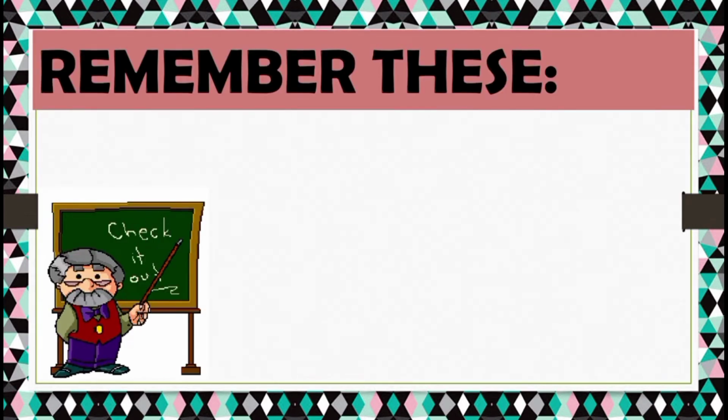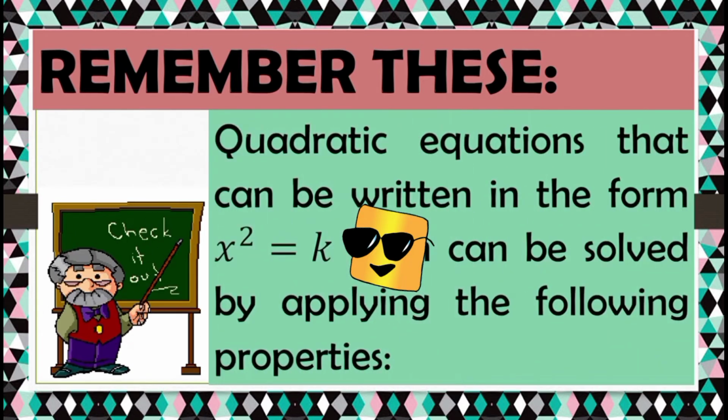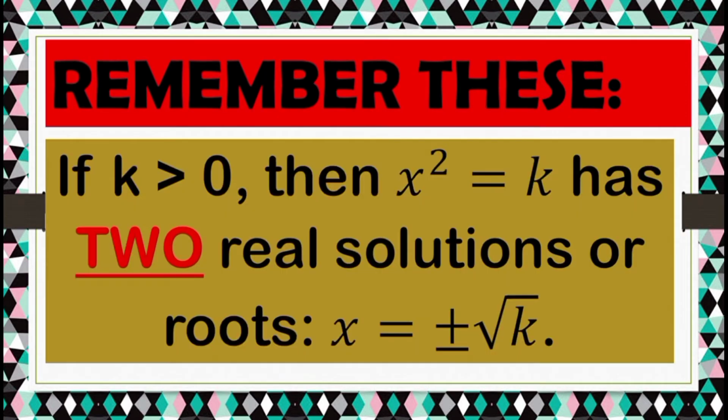So in extracting square roots, let us try to focus on these insights. Quadratic equations that can be written in the form x squared equals k can be solved by applying the following properties. First, if k is greater than 0, then x squared equals k has 2 real solutions or roots. x is equal to plus or minus the square root of k. Meaning, if our k or our constant is positive, we will be expecting to have 2 real solutions or roots.